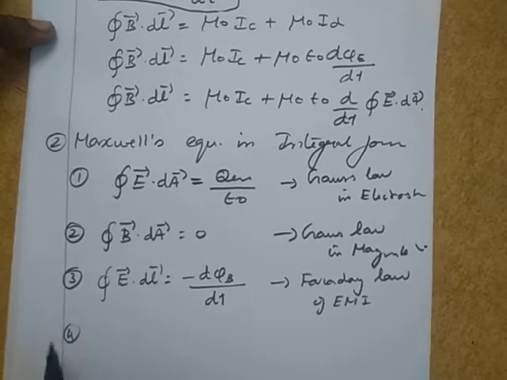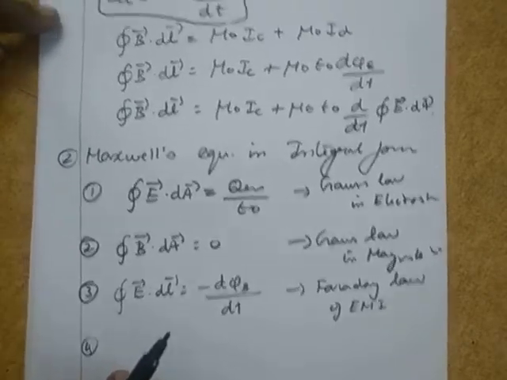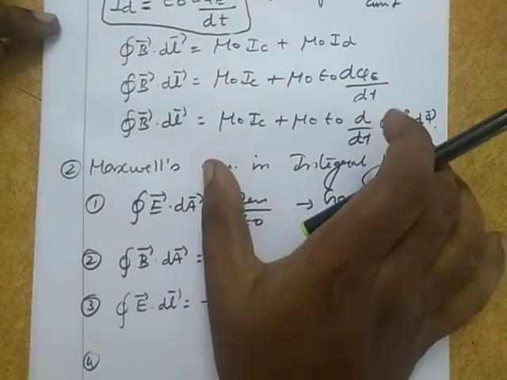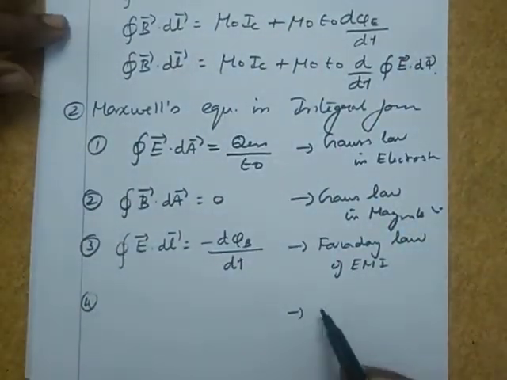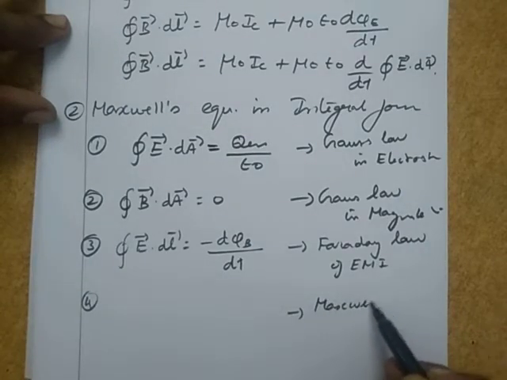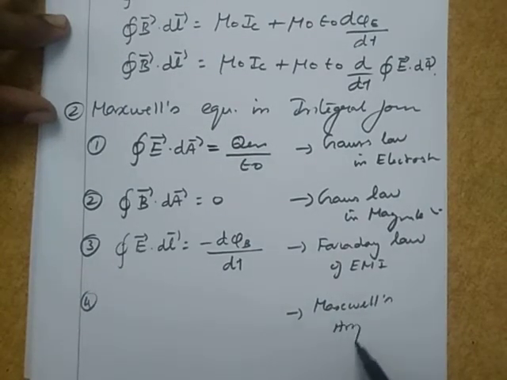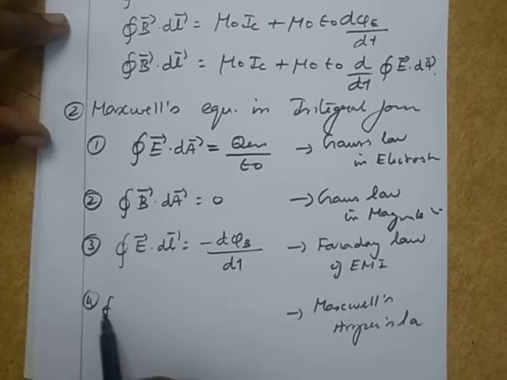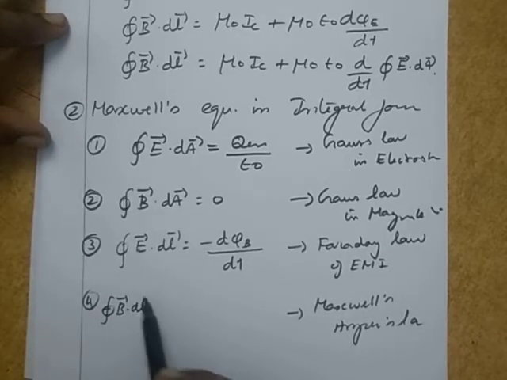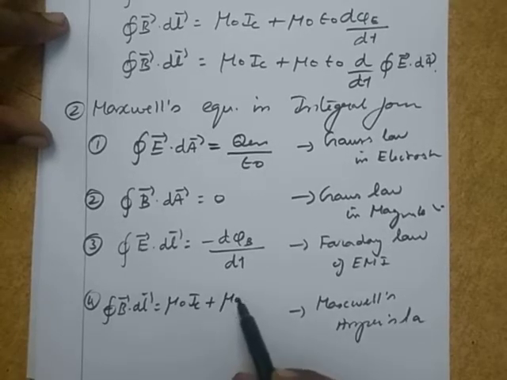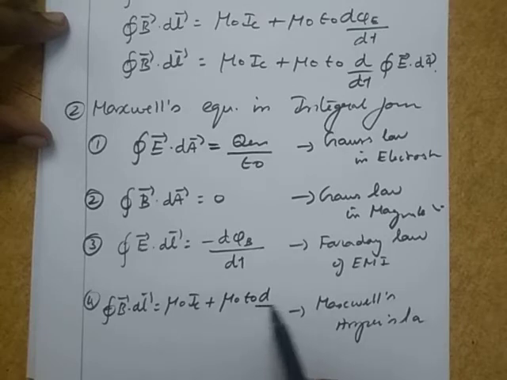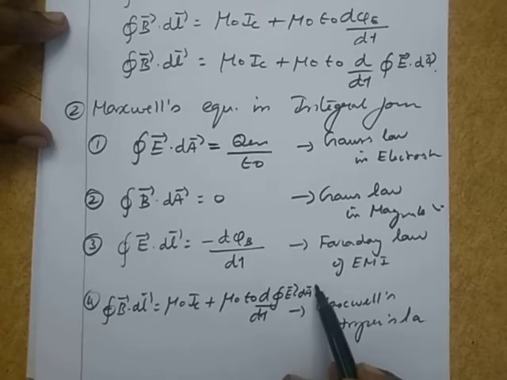The fourth one is the modified form of Ampere's circuital law, or Maxwell-Ampere's law. That is, the closed integral of B vector dot dl vector is equal to mu naught IC plus mu naught epsilon naught d by dt of the closed integral of E vector dot dA vector.